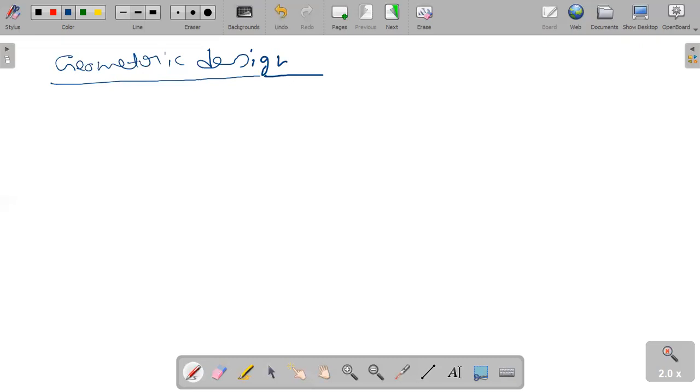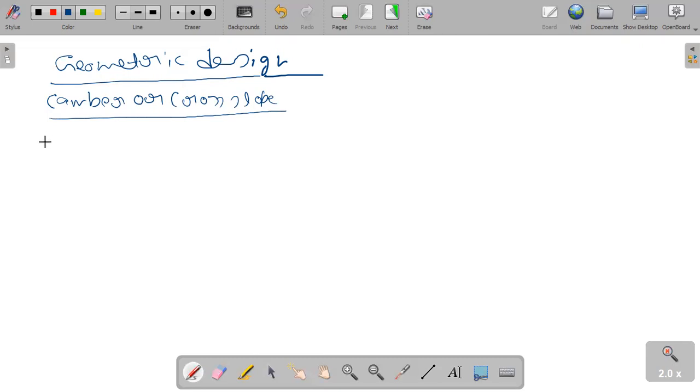Every year, geometric design covers 2 to 3 marks in the GATE examination, and most of the questions are from the numeric portion. Theoretical portions are rarely asked. So first thing first, in geometric design: camber or cross slope.